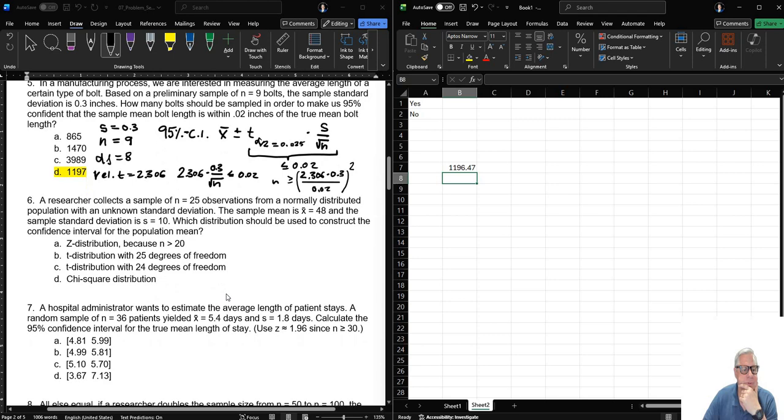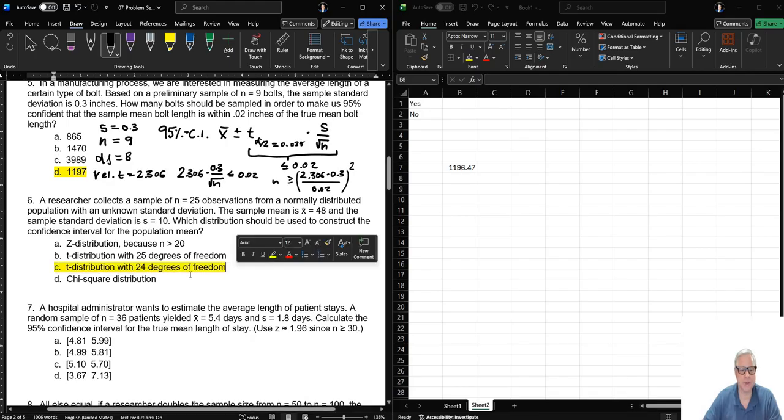Okay, so question 6. A researcher collects a sample of 25 observations from a normally distributed population with an unknown standard deviation. The sample mean is 48 and the sample standard deviation is 10. Which distribution should be used to construct the confidence interval for the population mean? Well, it's an unknown standard deviation, so that means we have to use the t distribution, and specifically with n-1 degrees of freedom, so the correct answer is t distribution with 24 degrees of freedom.